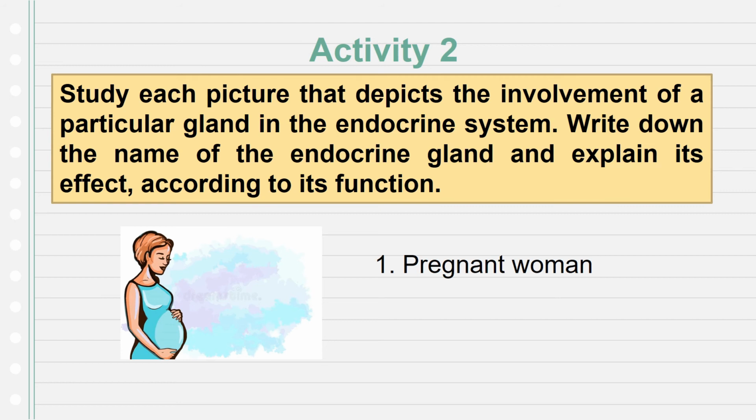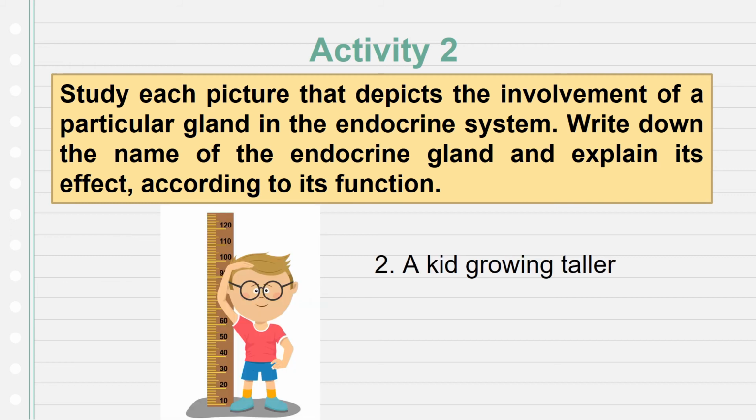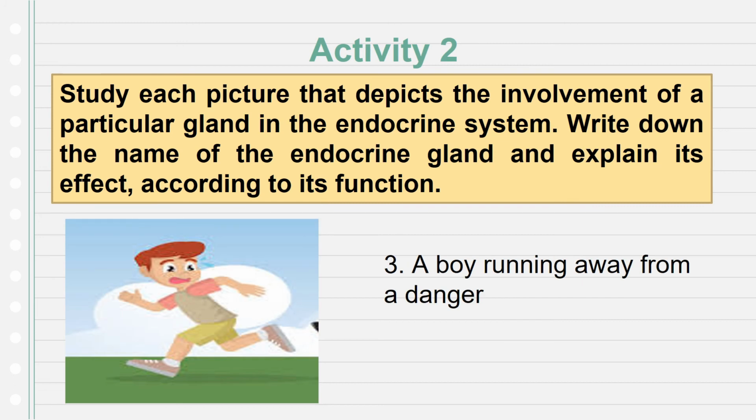Activity number 2. Study each picture that depicts the involvement of a particular gland in the endocrine system. Write down the name of the endocrine gland and explain its effect according to its function. Picture number 1. Pregnant woman. Picture number 2. A kid growing taller. And picture number 3. A boy running away from danger. You will be given 10 minutes to answer this activity.